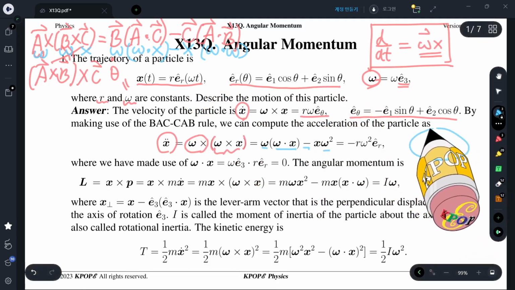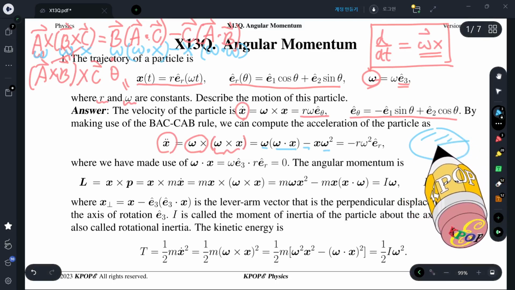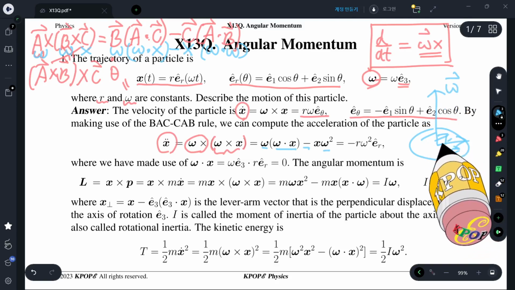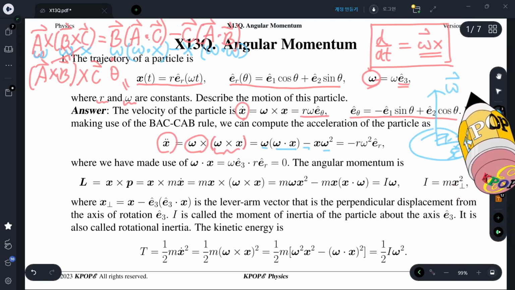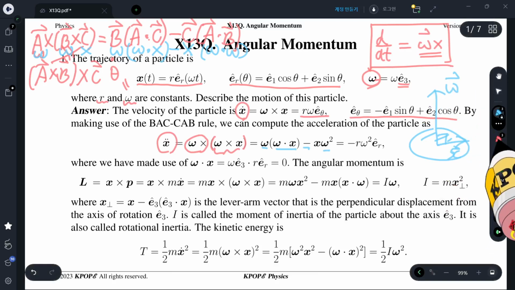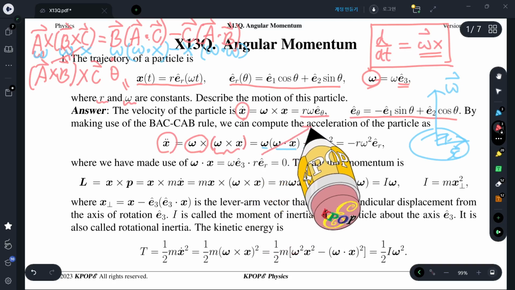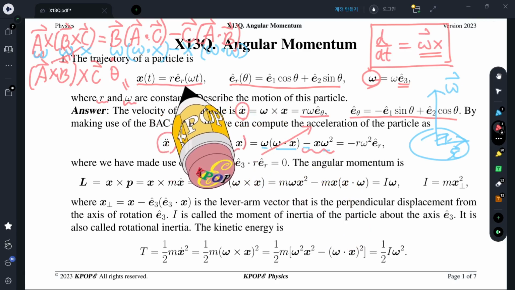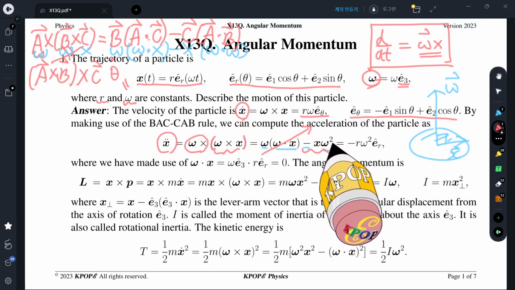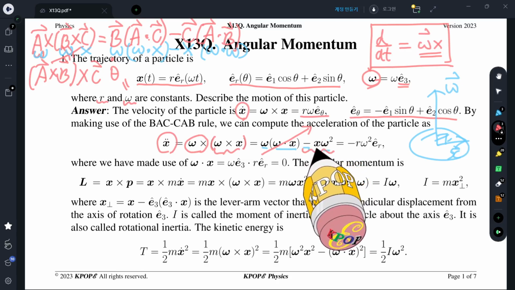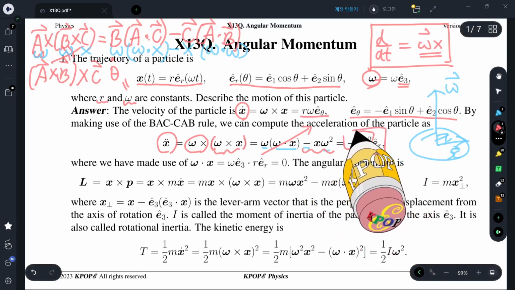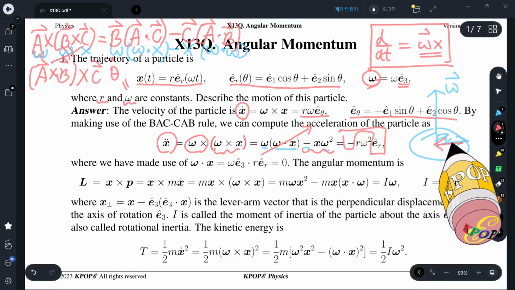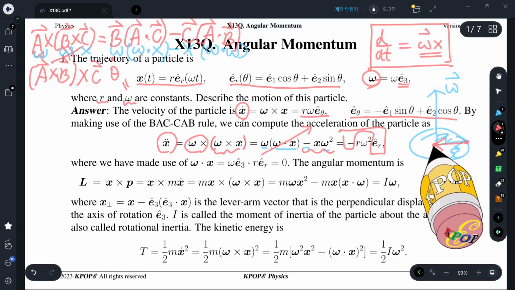Because it is on a circular plane that is perpendicular to omega, x is always making a right angle with respect to omega. Therefore, I can remove this term, and I find that x is r er, and omega squared is a scalar. It is always toward minus er. So this is centripetal acceleration that is always toward the center.